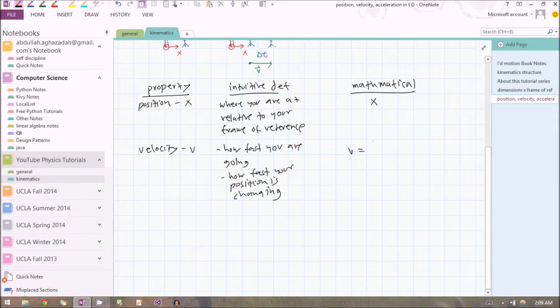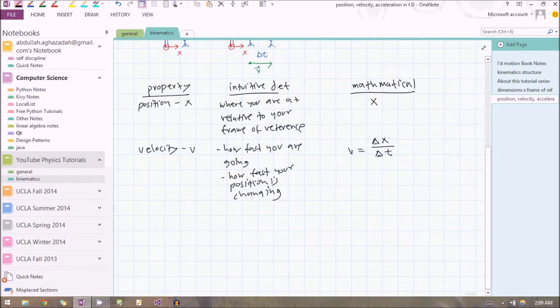So how much your position changed, we'll call that delta x, just like we did up there, and how long it took for that change, that's delta t. You can think of how this intuitively gives you how fast your position is changing. Because if I change this much distance in this little time, then clearly my velocity is very big, you know?